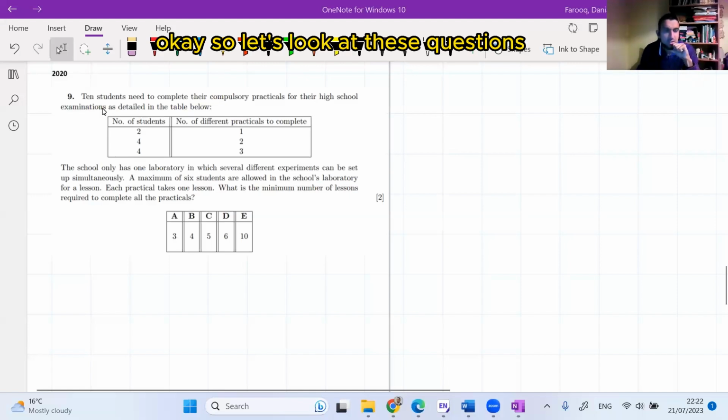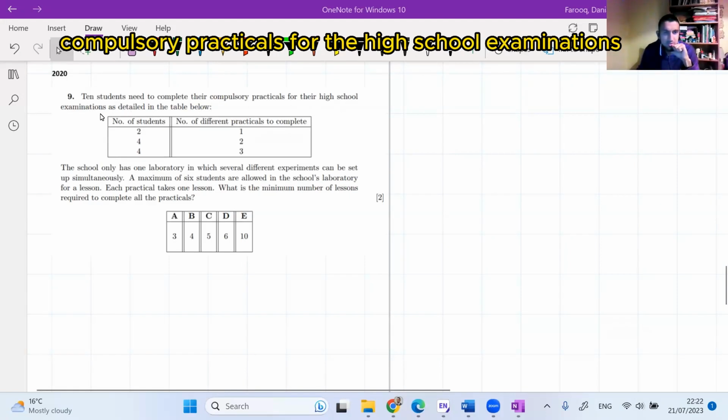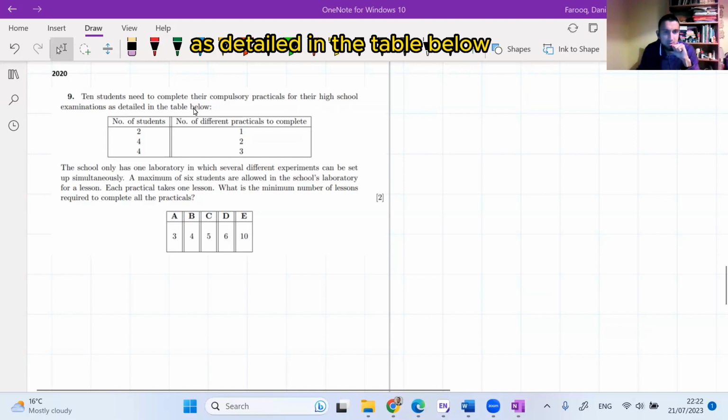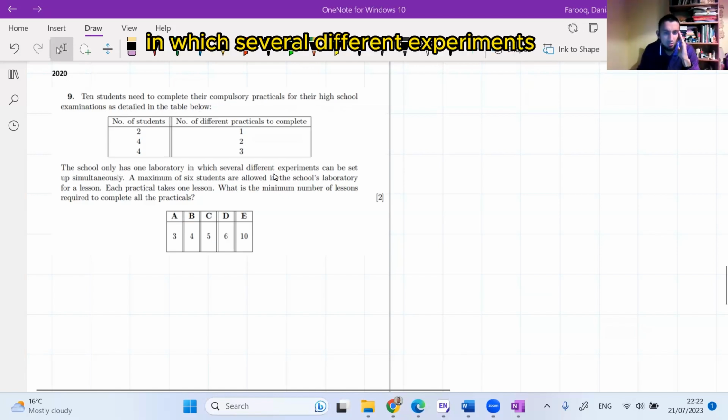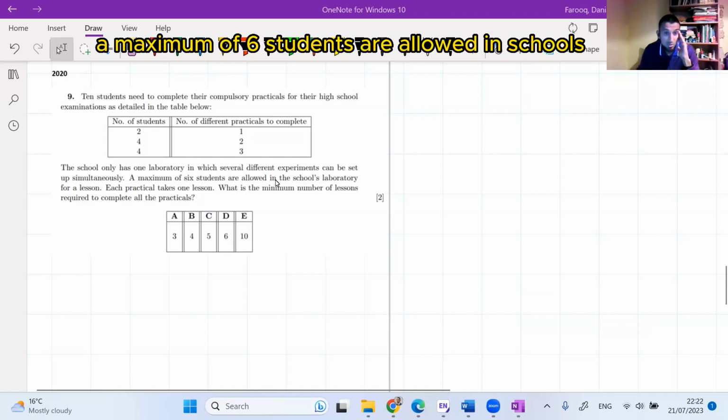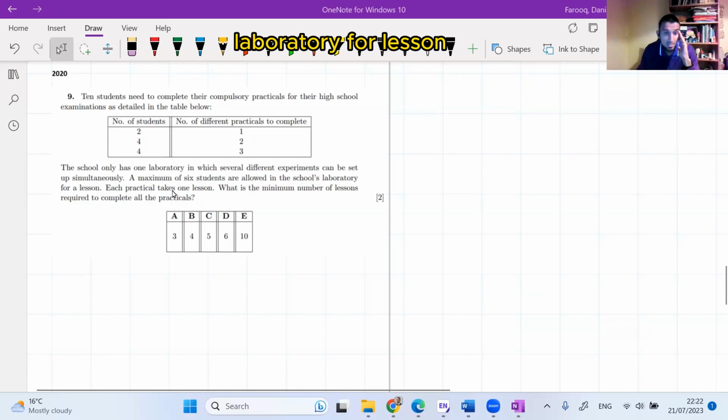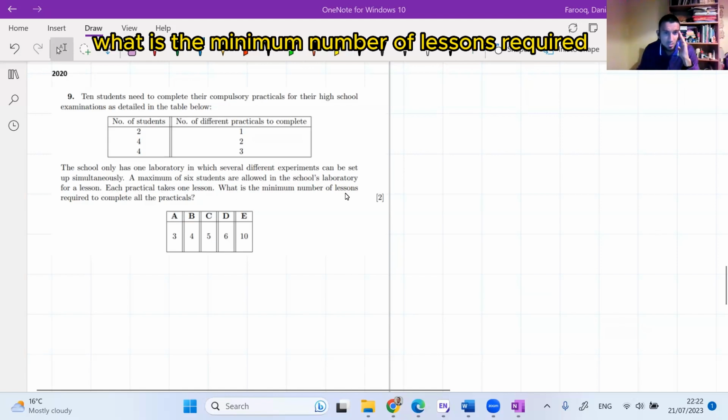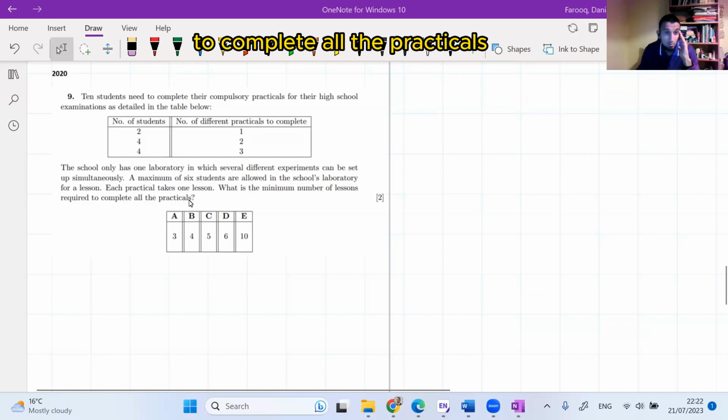Okay, so let's look at these questions. 10 students need to complete their compulsory practicals for their high school examinations as detailed in the table below. The school only has one laboratory in which several different experiments can be set up simultaneously. A maximum of 6 students are allowed in the school's laboratory for a lesson. Each practical takes 1 lesson. What is the minimum number of lessons required to complete all the practicals?